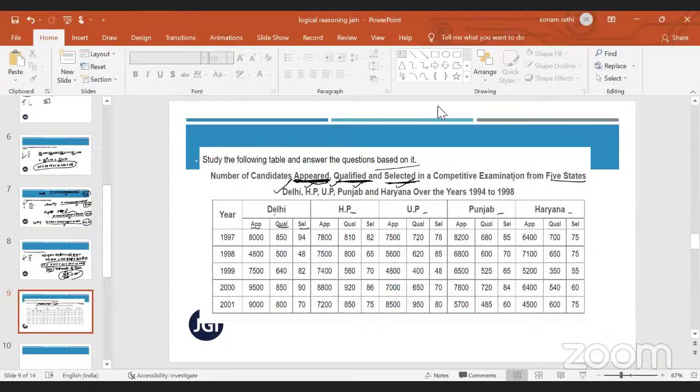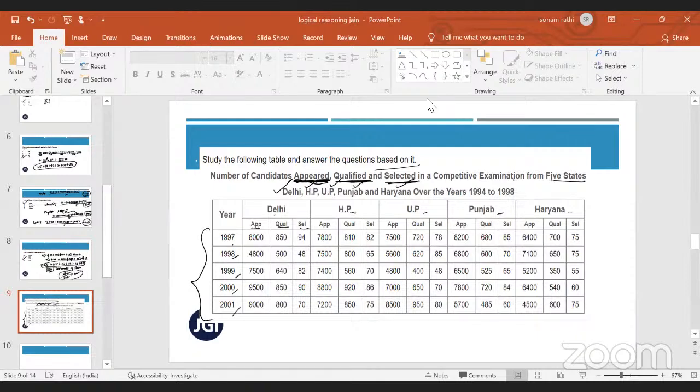So the number of people writing the exam is given to you, the number of people qualifying the exam is given to you, and the number of students getting selected is given to you for 5 different states, and years are also given to you. For which years? 1997, 1998, 1999, 2000, and 2001. Is the data clear to everyone?